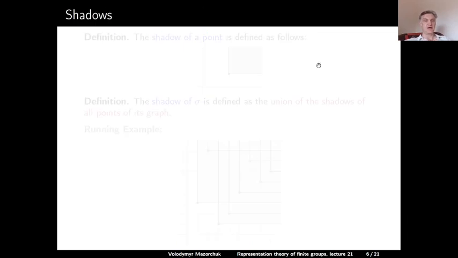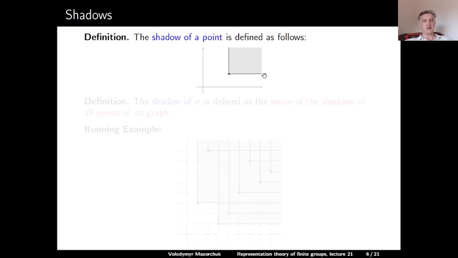So the geometric construction of the Robinson-Schensted correspondence is based on the notion of a shadow of a point. So if we have a point in the plane, its shadow is the following region. So we start from the point, we draw the horizontal ray to the right and the vertical ray upwards, and the area in the northeast between these two rays is called the shadow of this point.